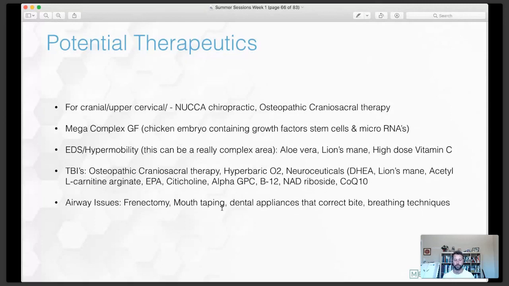Mouth taping has been shown to be very useful. When you're sleeping, taping your mouth at night, to force yourself to breathe through the nose more and not snoring. Dental appliances that can correct the bite, also shown to be very useful. We've got to think about the lymphatics in the brain and the neck, and of course, breathing techniques, which we'll get into week 4.